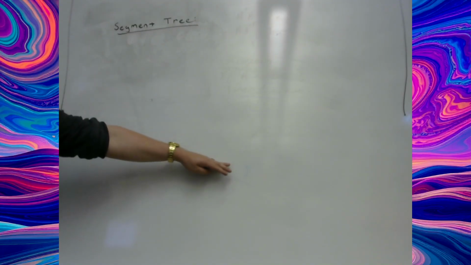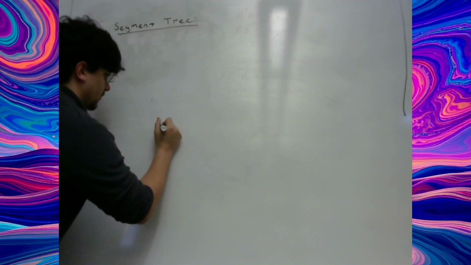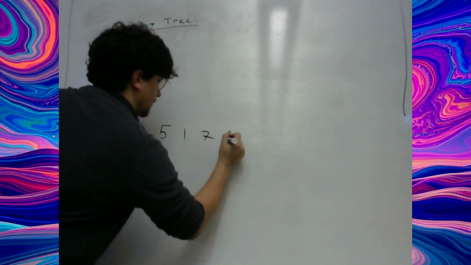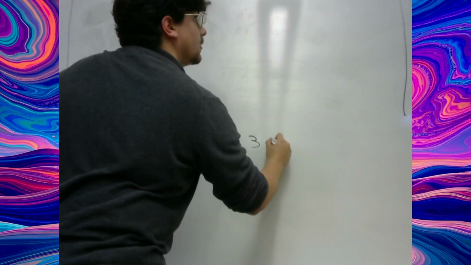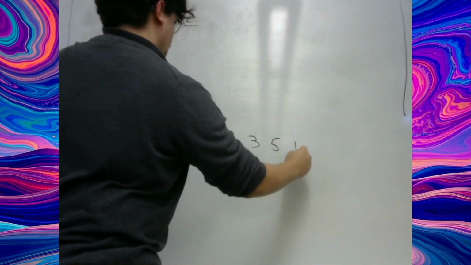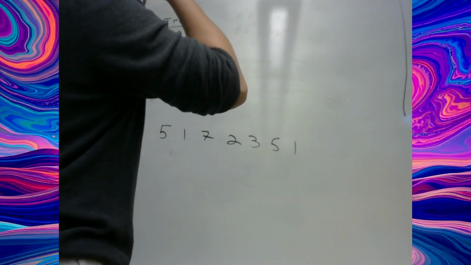I'm going to write the array down here this time. And I'm not going to make it a power of 2. Let's, like, length power of 2. So let's just go, what did I have? 5, 1, 7, 2, 3, 5. All right, so that's 7.